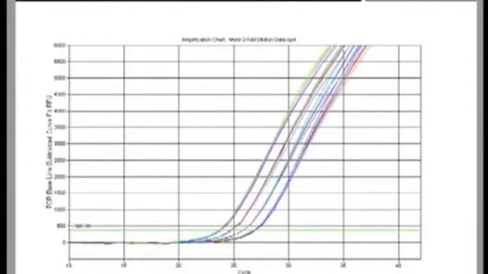During the early cycles, fluorescence remains at background levels. Eventually, however, enough amplified product accumulates to generate a detectable signal. The cycle number at which this occurs is the threshold cycle, or CT. In this plot, the threshold fluorescence is indicated by the green line.